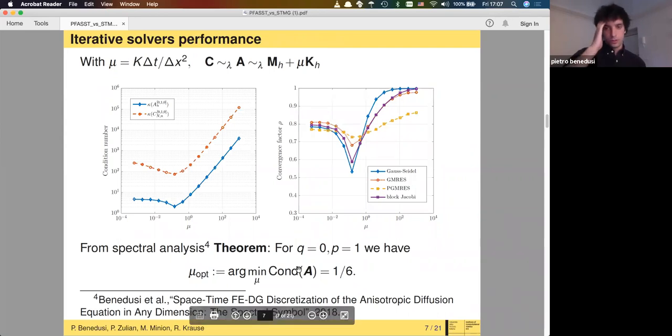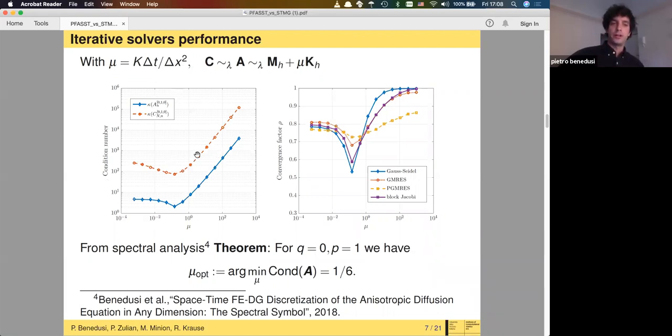So if you now consider the space-time system that I introduced before, and we call this C, we can also define a discretization parameter, mu. This one depends on delta t and delta x, and on the diffusion coefficient. And this comes naturally from the discretization, because you have a first derivative in time and a second one in space. And you can measure the convergence of various solvers, and the condition number, depending on mu.